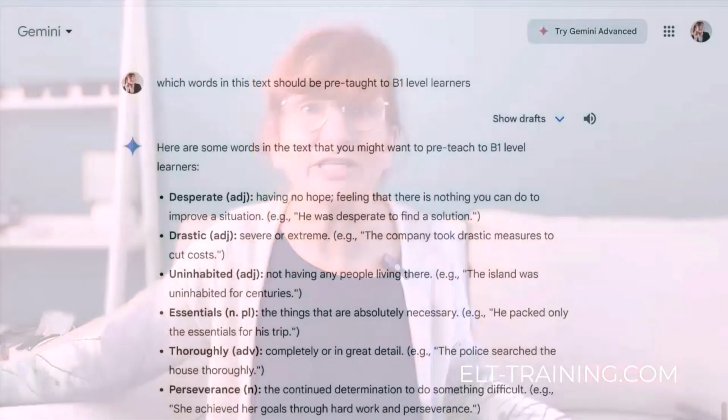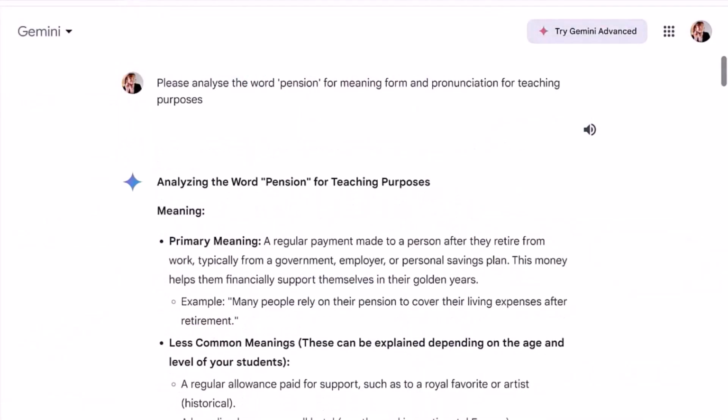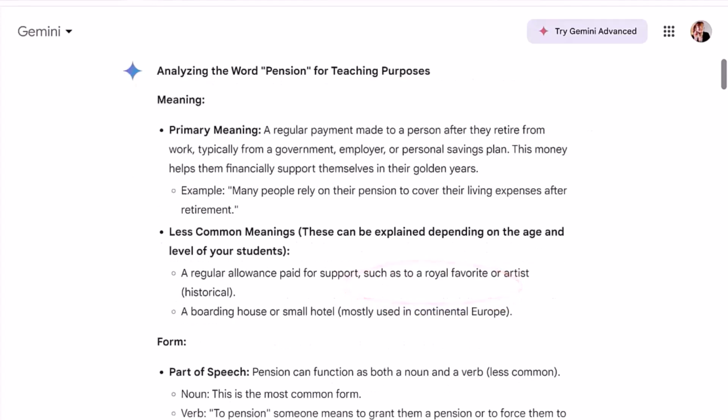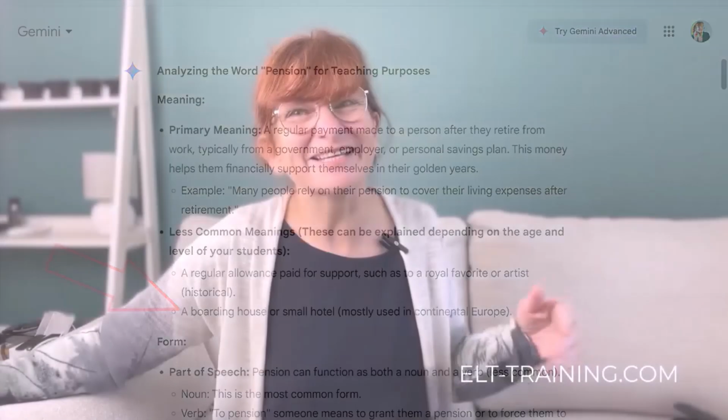It gives us a definition, okay, but I'm not sure that "in their golden years" is so great, and I wouldn't include it for learners. It does give us alternative meanings though, and I can see that the boarding house one is useful to consider as it's a false friend in a lot of European languages.